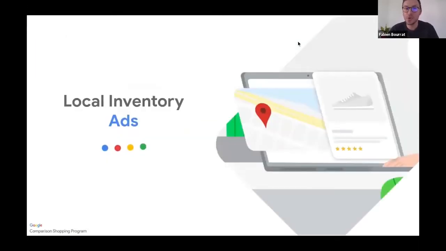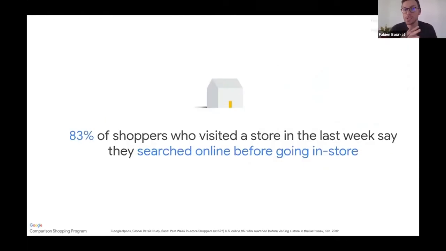The second one is called local inventory ads. We know that many people look for information online and actually go buy the products offline. And the goal of local inventory ads is to make the link between the offline and the online world. To give you a number, 83% of shoppers who visited a store in the last week said they searched online before going to a store. And the goal of local inventory ads is to help users know where they can purchase the product they saw.